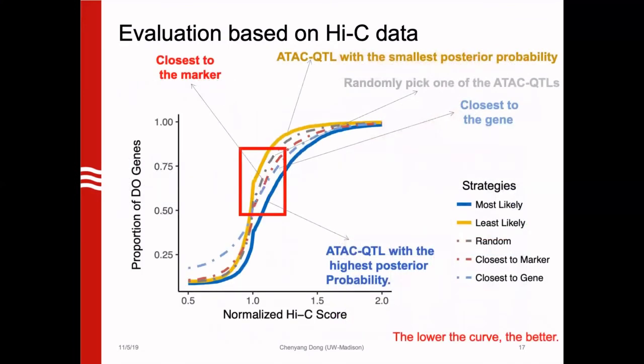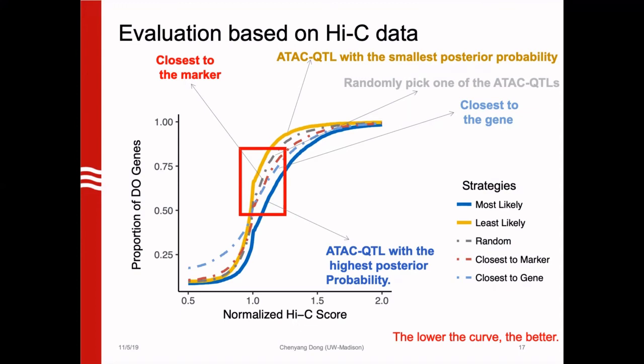And here is one figure of the cumulative empirical probability distribution validation technique. The dashed lines are baseline methods. Maybe we just randomly pick one causal SNP, or the SNP closest to the marker or the closest to the gene. And the solid blue lines are the best causal SNPs predicted by our model. And the yellow line is the worst model, even worse than the random line. And the best results, as expected, is the blue solid line.